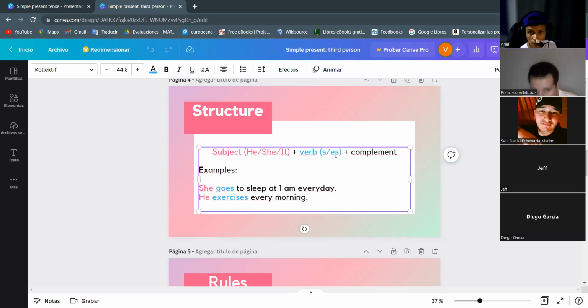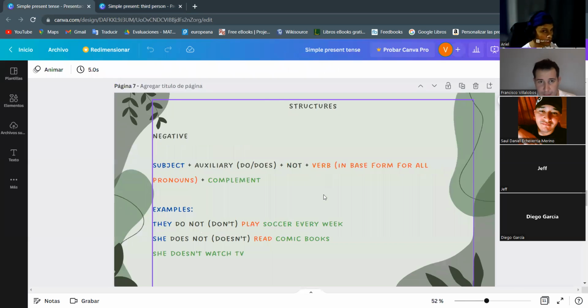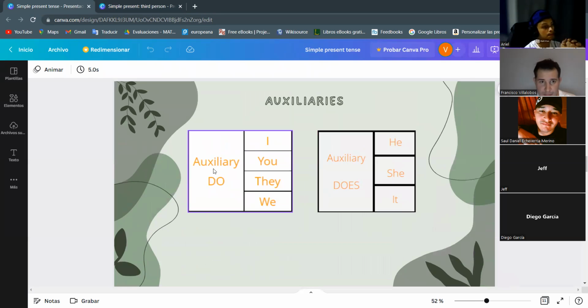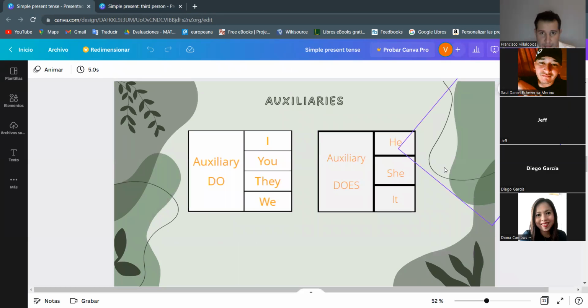Yes, so I don't know if you guys have ever seen verbs that end with S. You only use it for these three subjects: he, she, and it. You will not use it for this one. For this one, no. Only for he, she, and it.